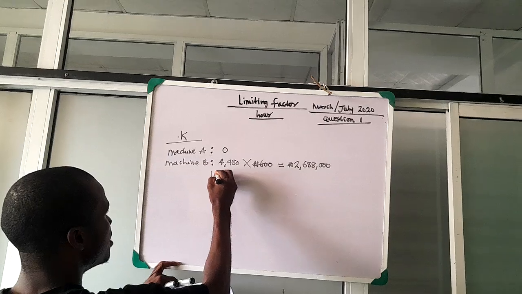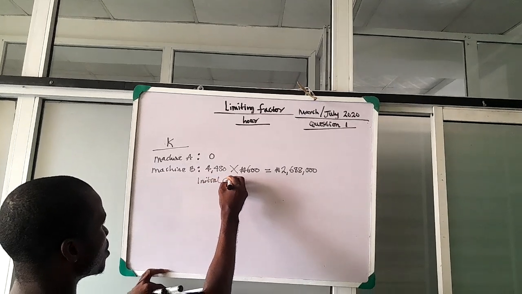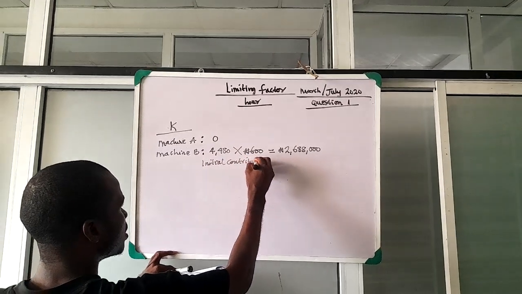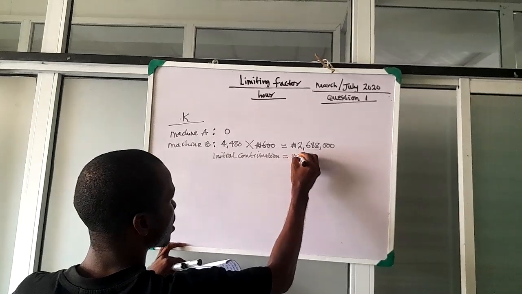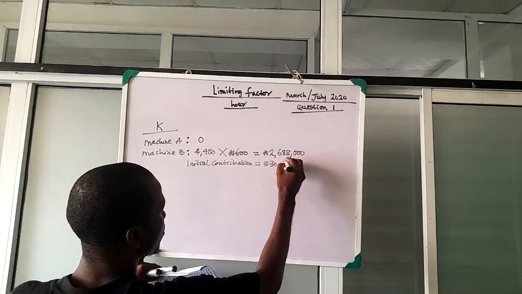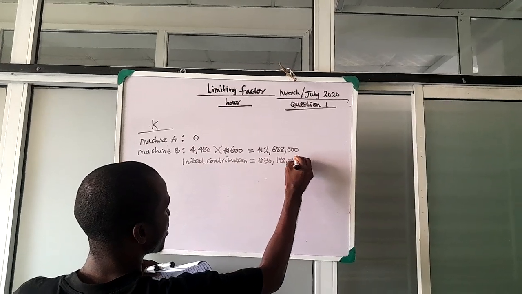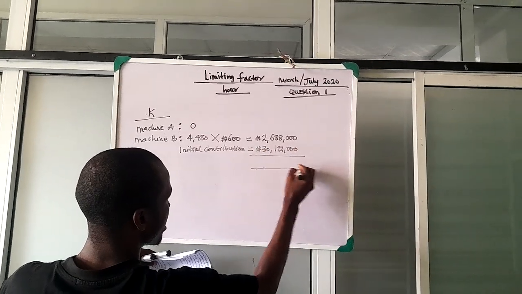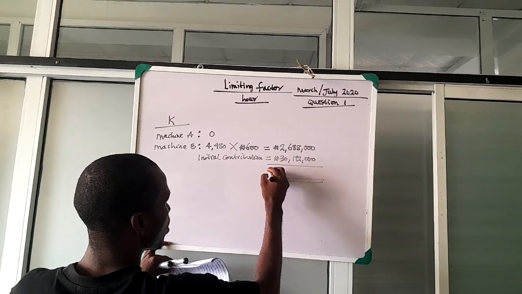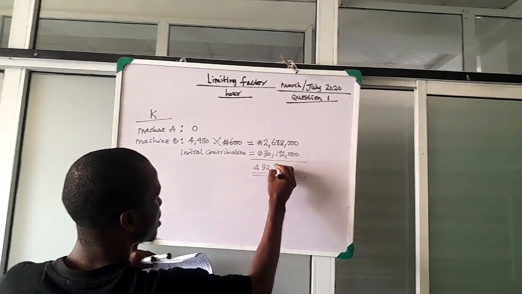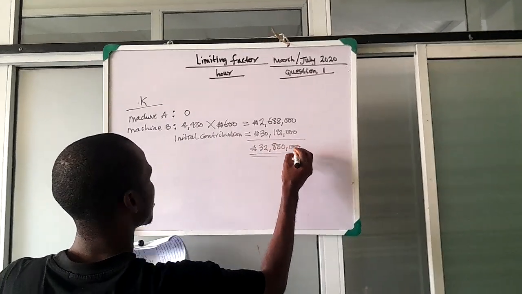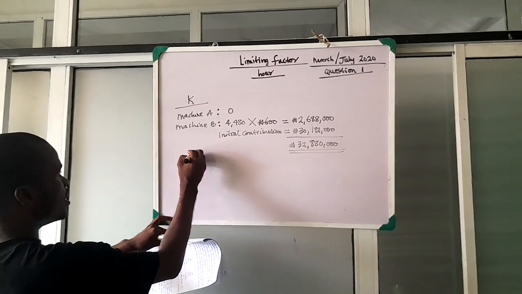Then I'll bring in the initial contribution. Initial contribution for K is 30 million, 192,000. Now the total, if I'm including that spare time that we have used, will be 32 million, 880,000.